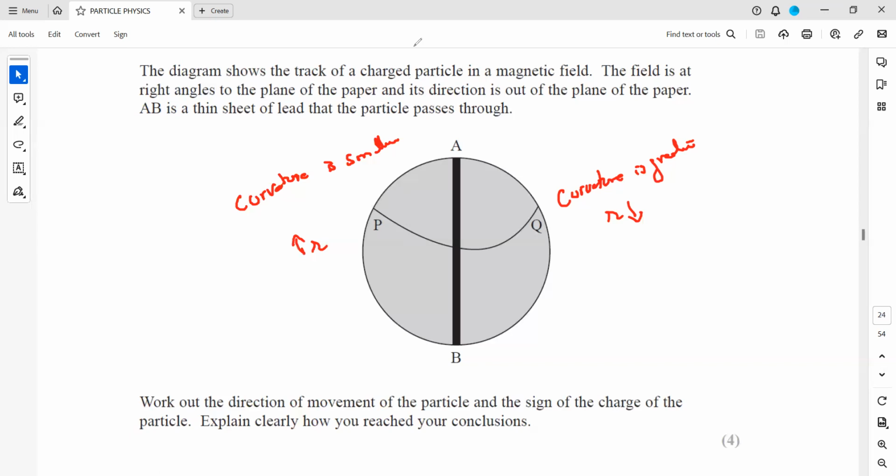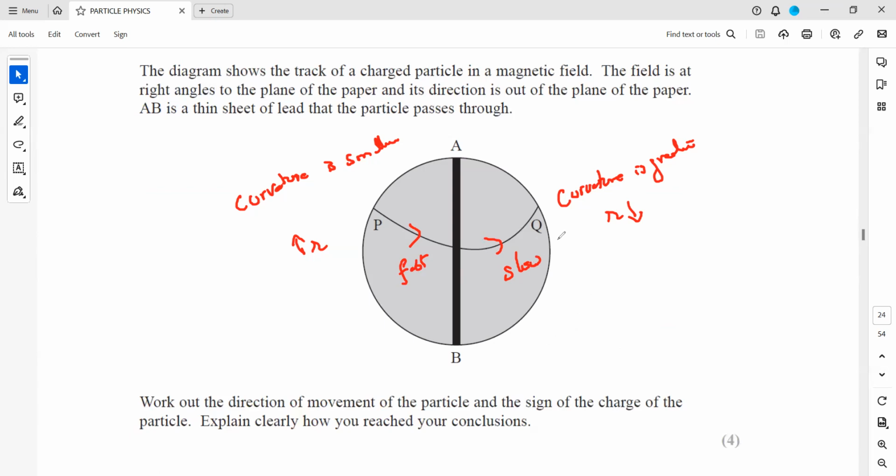So the particle should move from P to Q, because at P the particle is moving faster and at Q the particle is moving slower. We identify fast or slow by the radius of curvature of the track. If the curvature is more, it has a smaller radius. Smaller radius means smaller momentum, and smaller momentum leads to lower kinetic energy, so the particle is moving slower. When the particle moves through this lead, it loses some of its energy and slows down. So here the particle is moving slowly and here it is moving faster. So we identify that this particle is moving from P to Q.